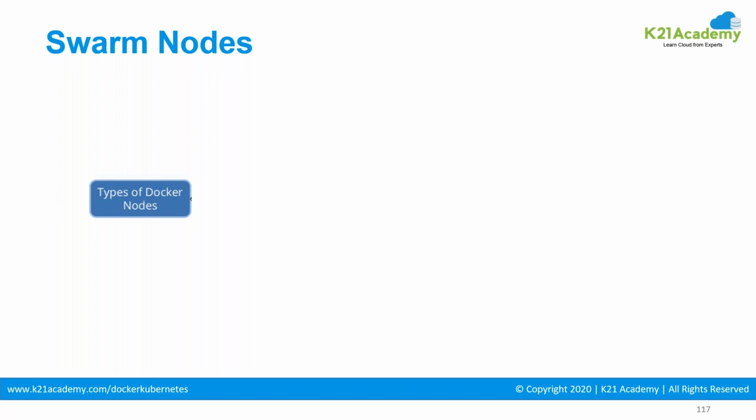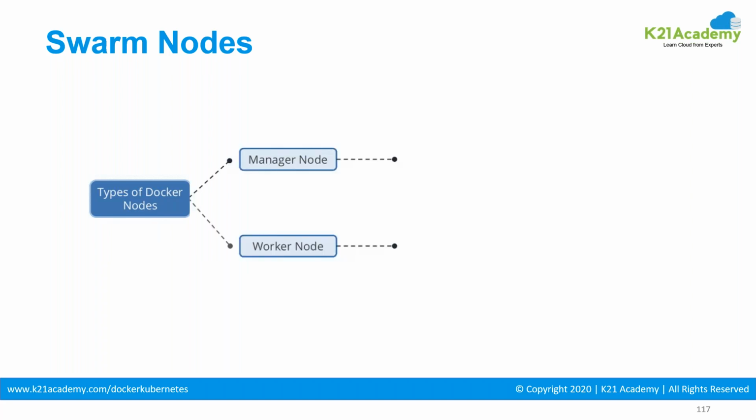Swarm nodes are of two types of Docker nodes: manager node and worker node. This is what I was trying to tell you. So what is a manager node? It must receive a service definition in order to deploy an application to a Swarm, meaning whenever a developer writes any code, that code is given to the manager node to deploy an application in Docker Swarm.